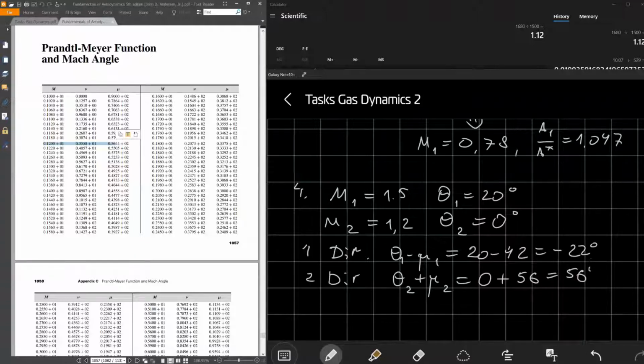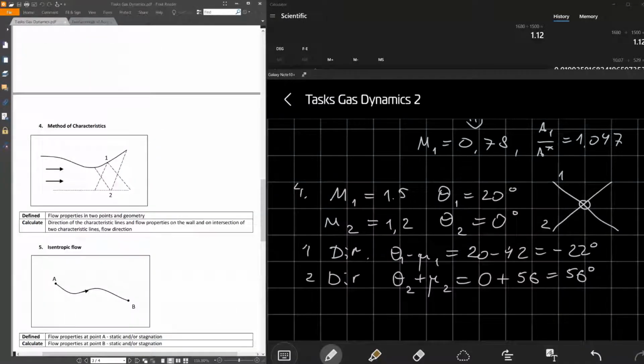It's a positive angle. This line is negative angle, this line is positive angle, and definitely they will intersect at some point. It's just a geometrical question where these 2 lines will intersect. Starting from point 1, point 2, they intersect at some point. And now let's calculate the flow properties at this point.